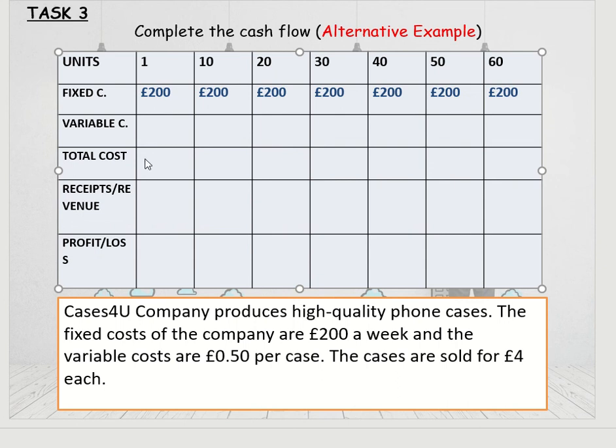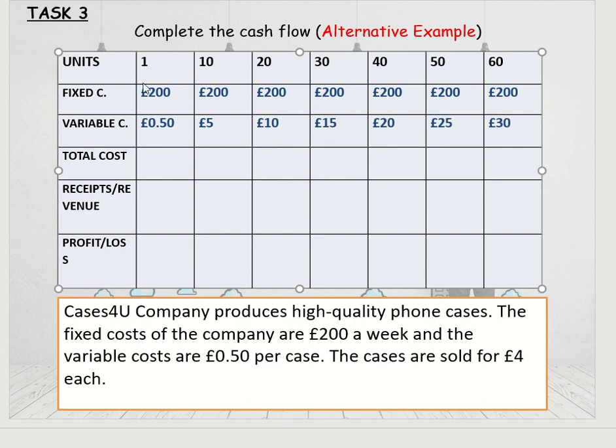Okay, to make it a bit easier, I've just changed the font color. Variable cost, we said it's 50 pence to make each one. So to make 10 of them, it would be 10 times 50 pence, which would be £5. 20 times 50 pence would be £10. 30 times 50 pence would be £15, and so on.